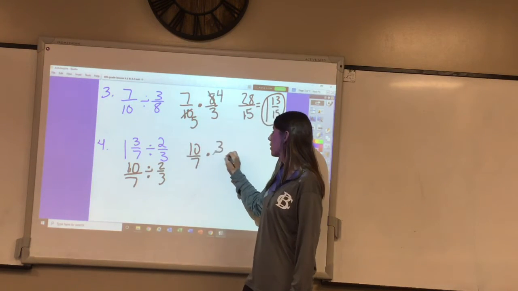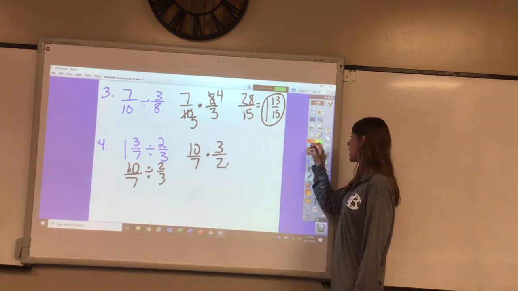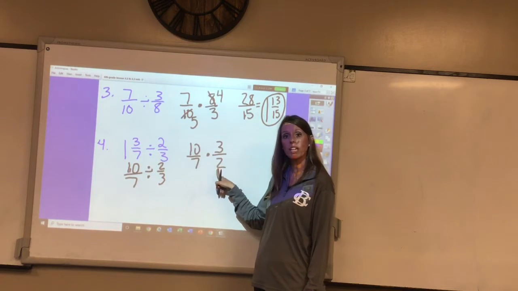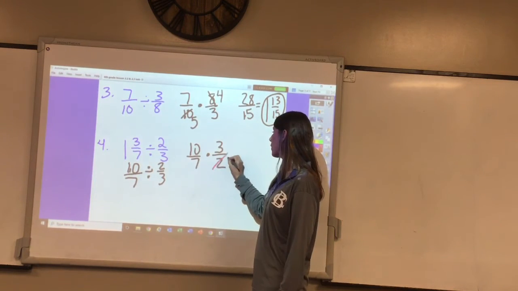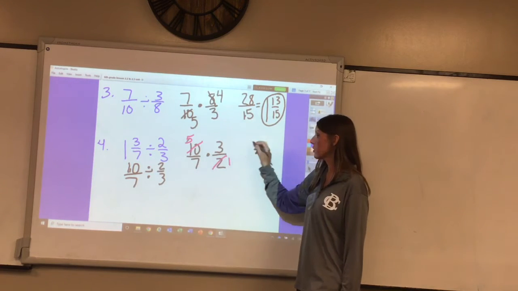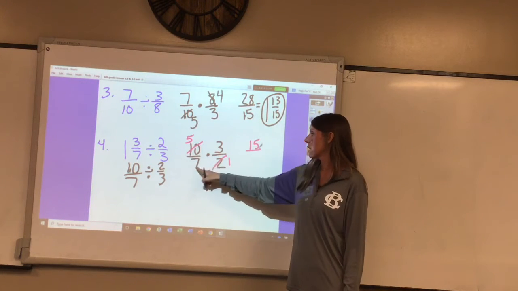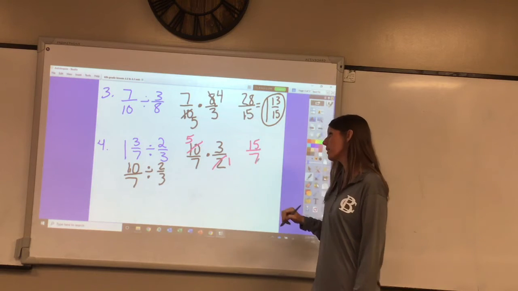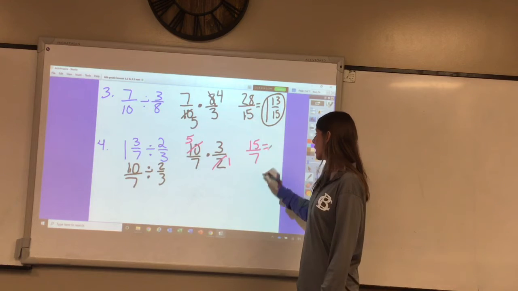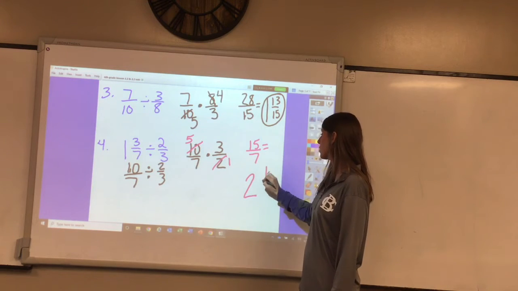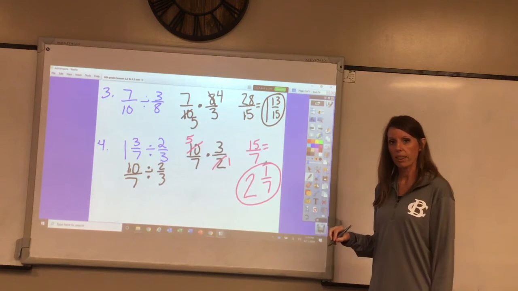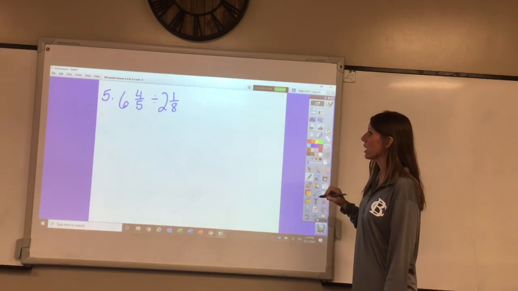change, flip, right? And now I'm going to do some cross reducing. I can't do anything with 3 and 7, but 10 and 2, I could divide them both by 2. So 2 divided by 2 is 1. 10 divided by 2 is 5. Now 5 times 3 is 15. 7 times 1 is 7, but the top is bigger than the bottom, so how many 7s can I get out of 15? I can get 2 7s, which is 14, so it leaves 1 left over, so 2 and 1/7. All right, let's try a couple more.